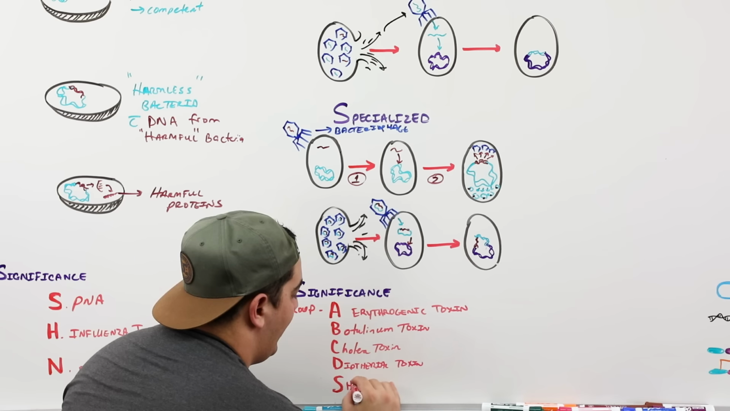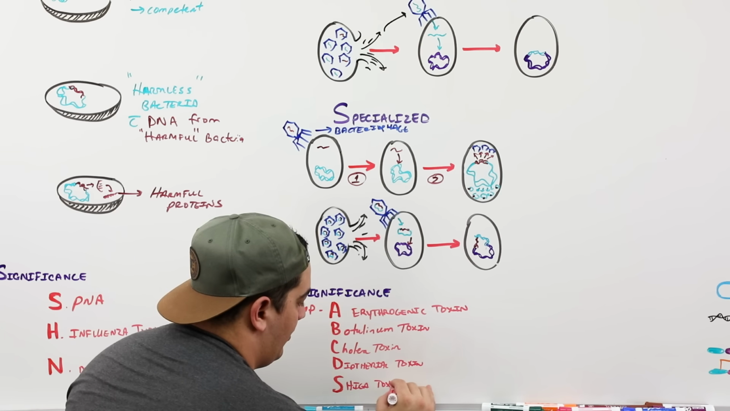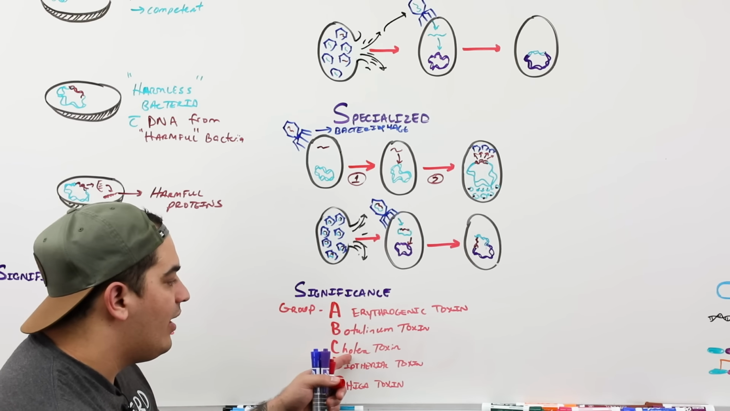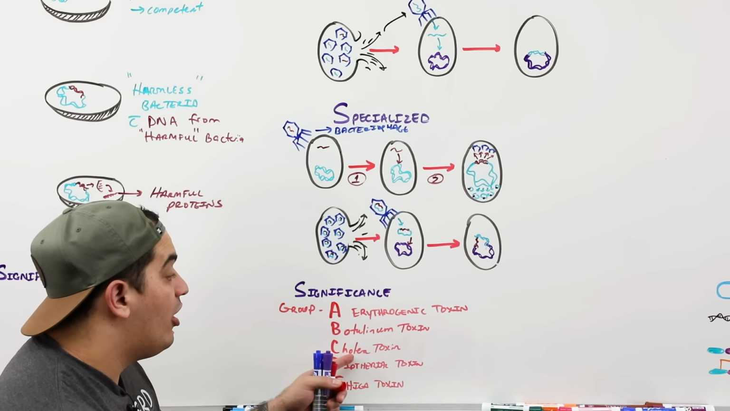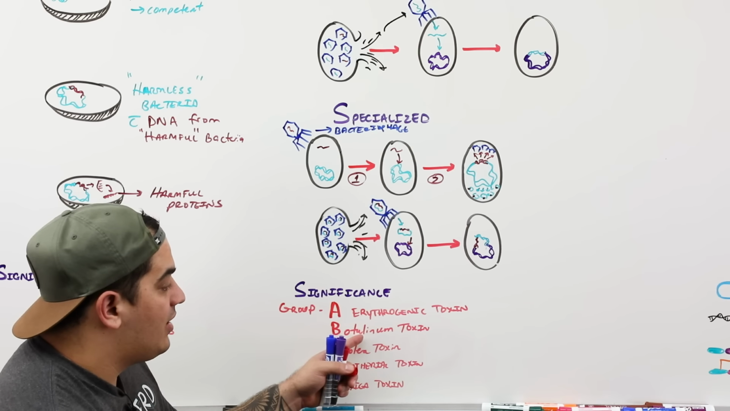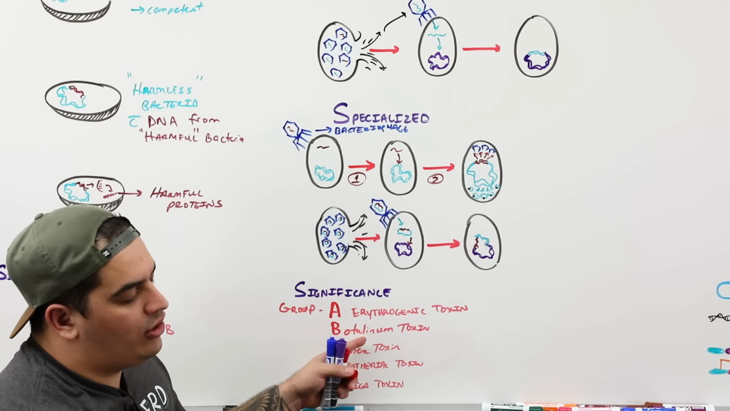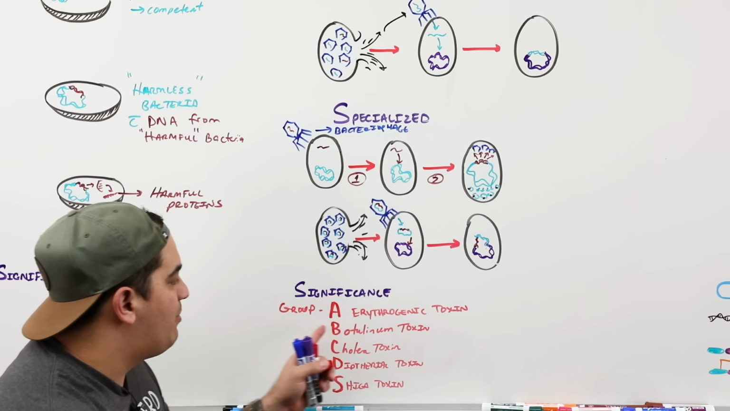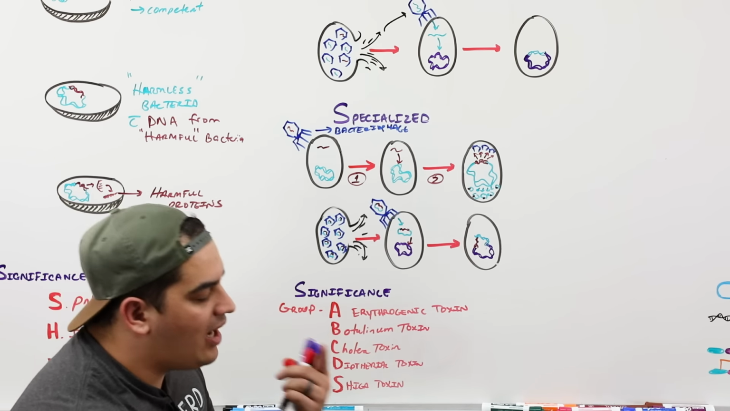And S is for the Shiga toxin, which is produced by Shigella. Diphtheria toxin is produced by Corynebacterium diphtheriae. Cholera toxin is produced by Vibrio cholerae, and then botulinum toxin is produced by Clostridium botulinum. And then again, the erythrogenic toxin is produced by group A Streptococcus pyogenes.